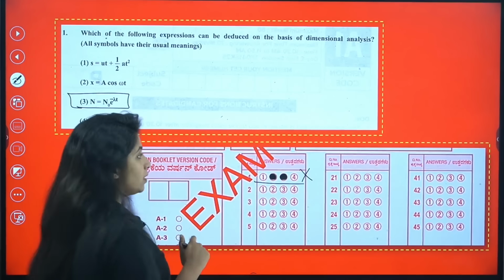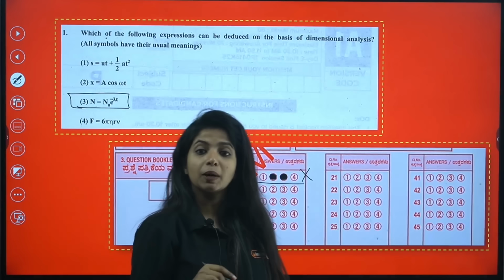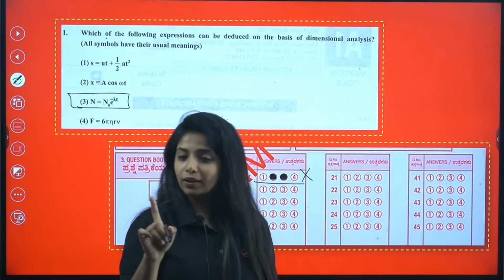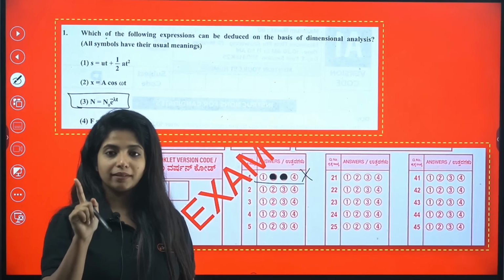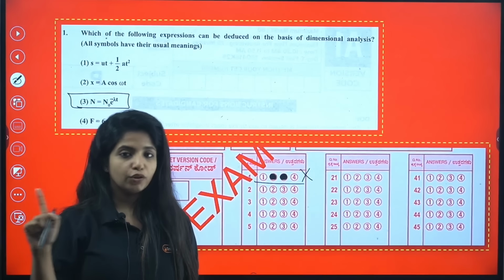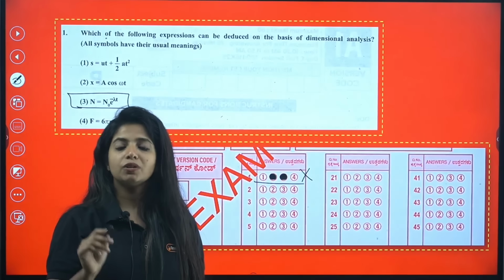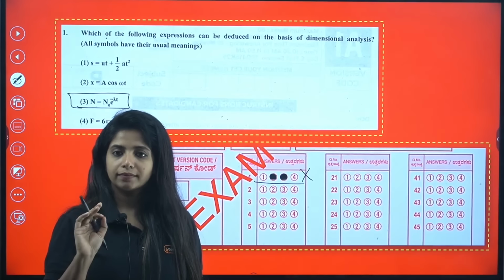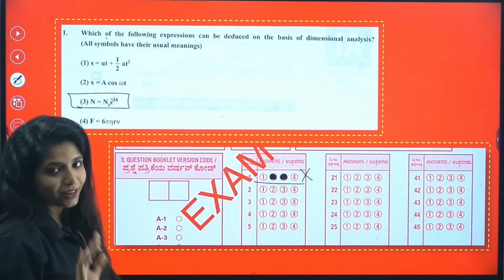Now, some children try to mark with pencil first, then they mark with pen. Don't do all this drama. First of all, you will not be allowed to carry a lot of things out there. Second thing, only pen. No pencil first and then pen and things like that. Don't do that. Mark the answer only when you're sure of it. That's the only thing that you have to do. I hope that is understood.